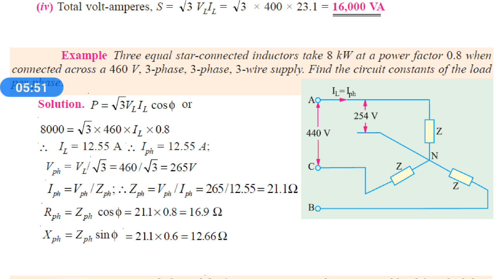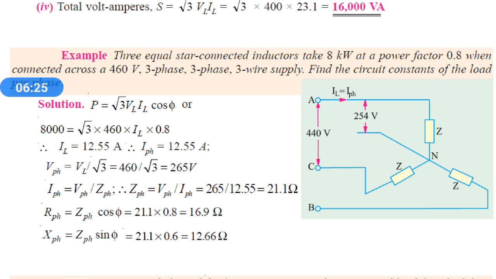Second problem: given three equal star connected inductors take 8 kW at a power factor 0.8 when connected across a 460 volt 3 phase 3 wire supply. Find the circuit constants of the load per phase. Circuit constants means the resistance value and the inductance value, etc. So we are going to find the circuit constants.